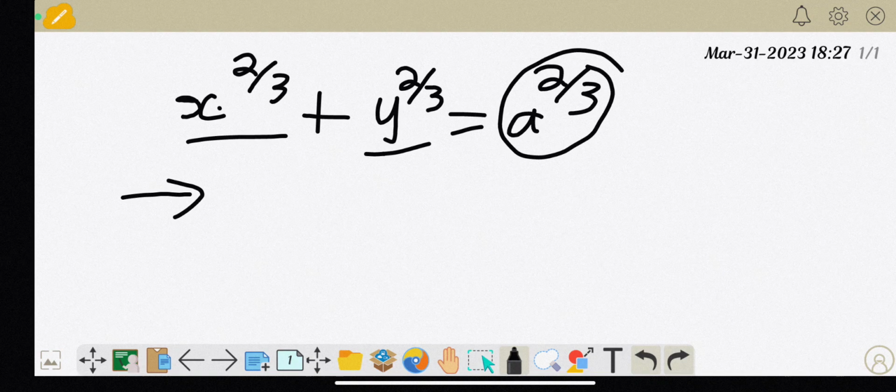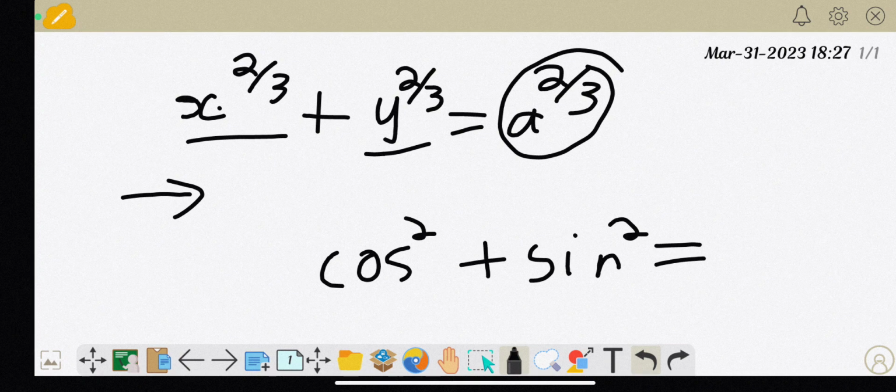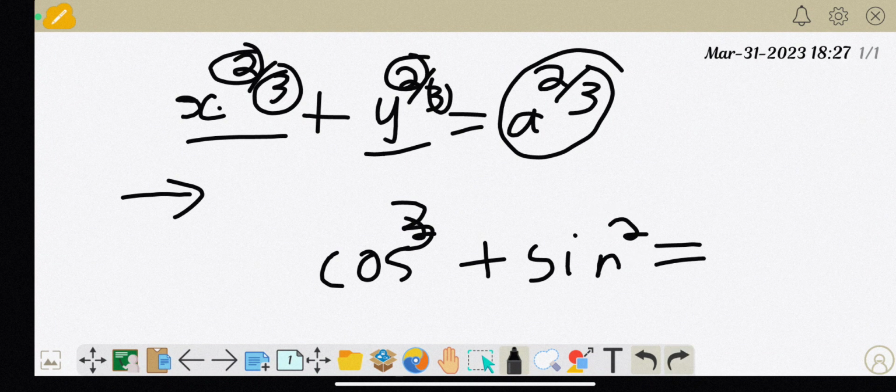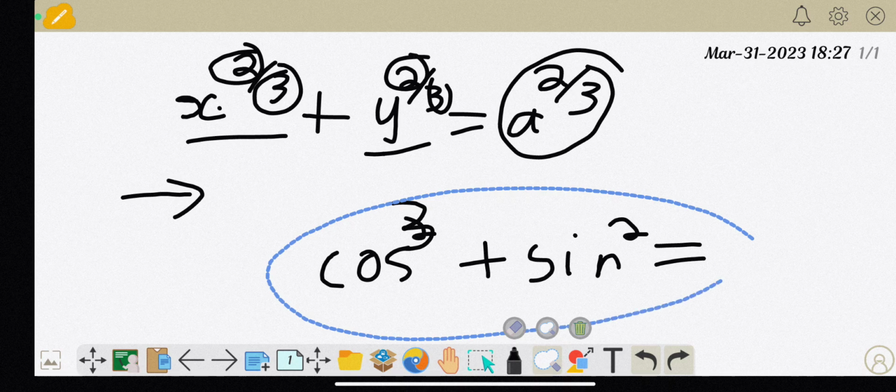So here what you have to do is try to bring a cos square term and a sin square term, but when you add those two terms, it should become 1. But here 2 by 3 is already there. So what you have to do is just take the cube term.